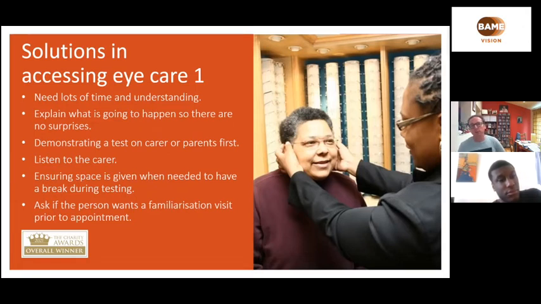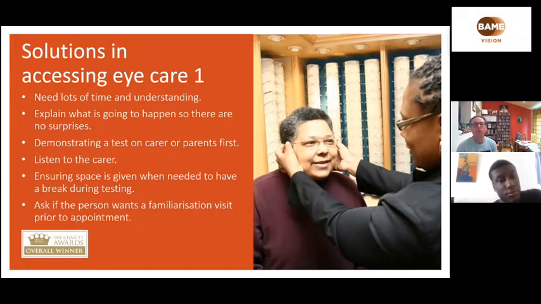I'll read these out and then I'll sort of talk about them in a little bit more detail. So some of the solutions in accessing eye care for autistic people would include needing lots of time and understanding, as Lance was explaining there. Explain what is going to happen so there are no surprises. Demonstrating a test on a carer or parent first of all. Listen to the carer, that's an important one. Ensuring space is given when needed to have a break during testing, and ask if the person wants a familiarization visit prior to appointment.